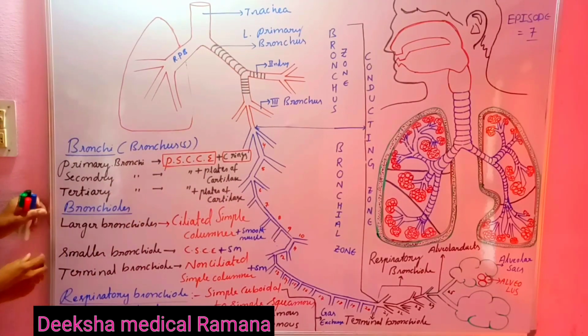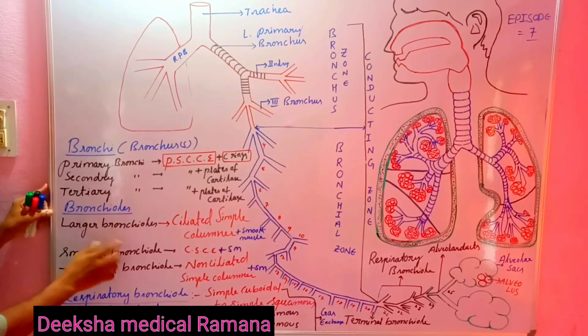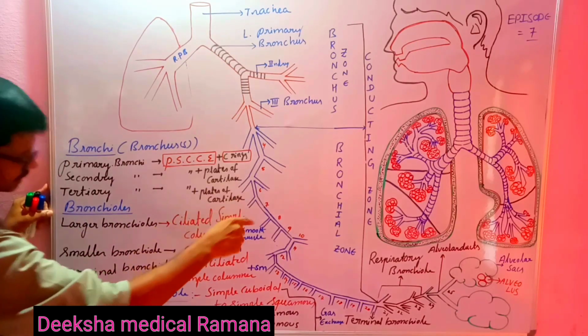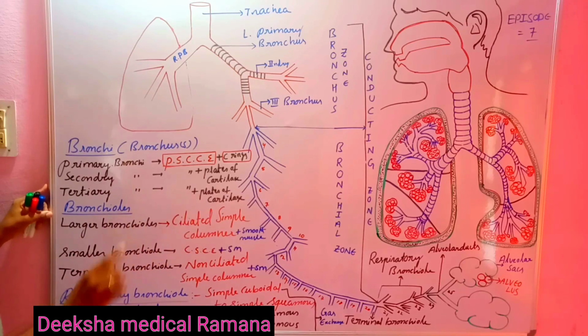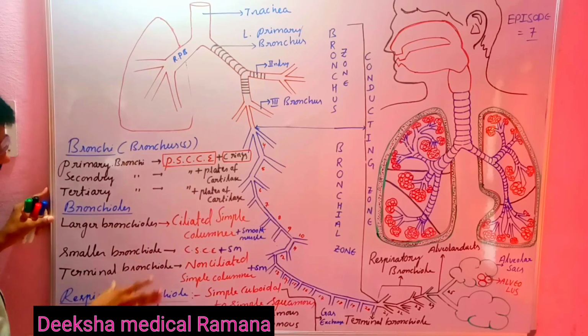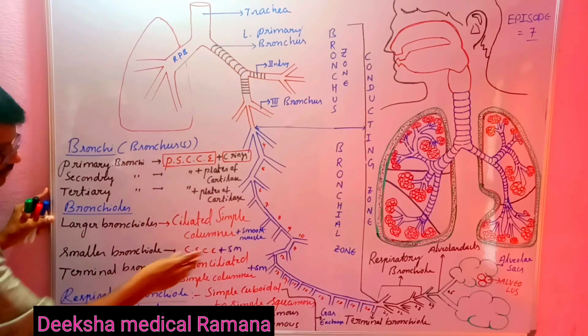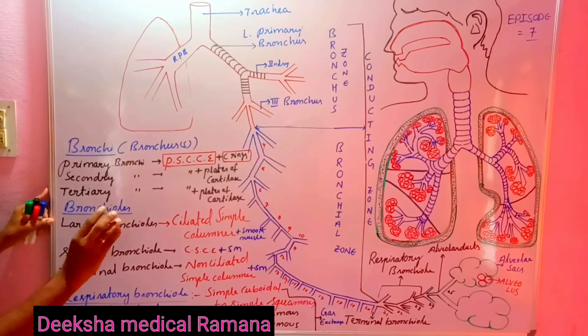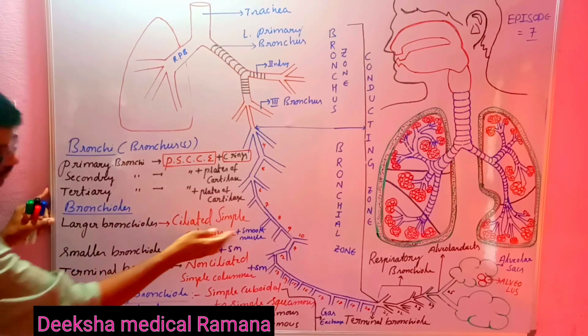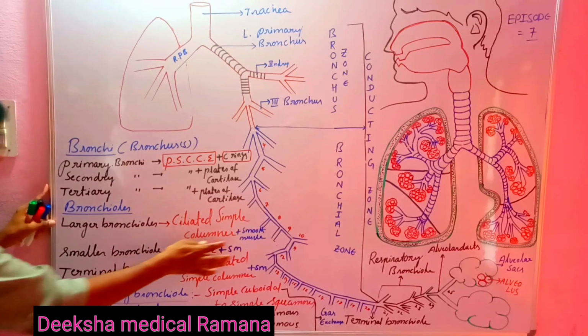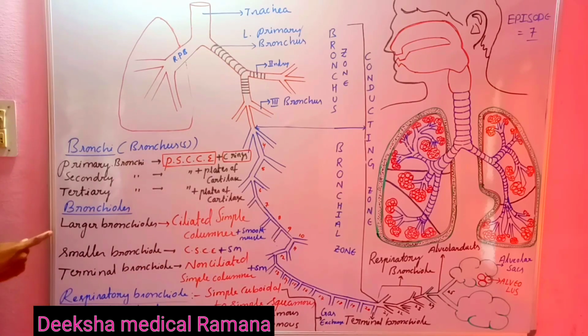Next, bronchioles. These bronchioles are also lined by cilia. That means they are useful for the conduction of air and cleaning of the air, as well as, due to the lack of cartilage, some flexibility will be present due to the presence of smooth muscles. So the presence of smooth muscles is a characteristic of large bronchioles, small bronchioles and terminal bronchioles.